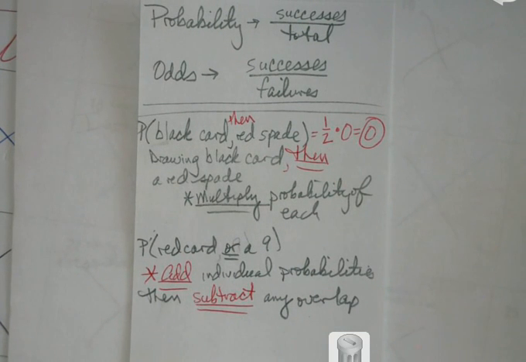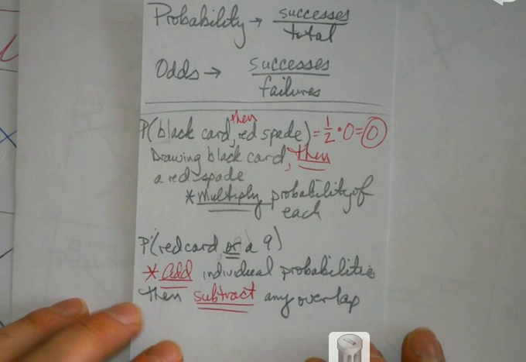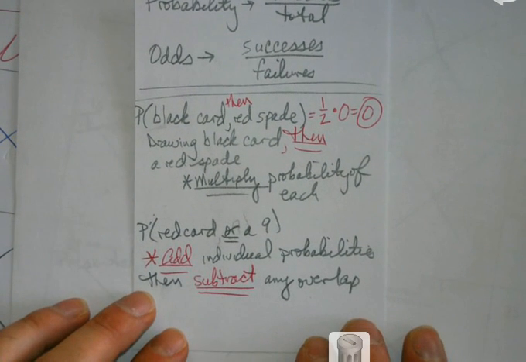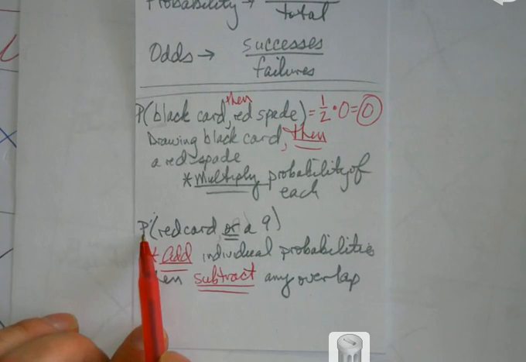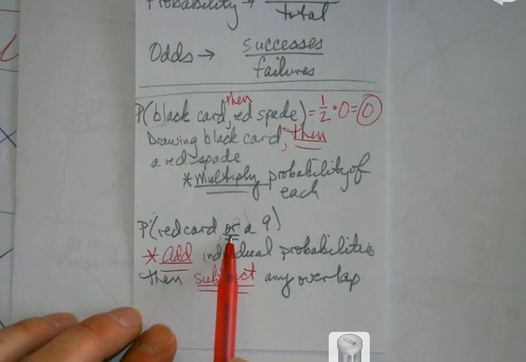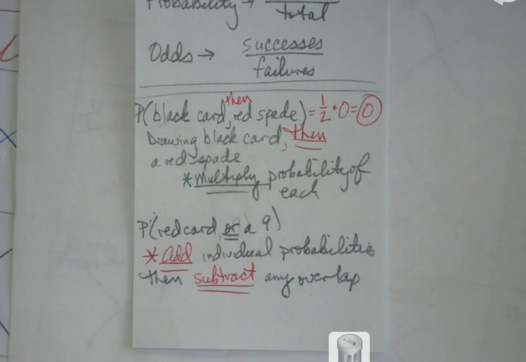Okay. Now, what if I change one little word in the middle? Probability of a red card or a 9. That changes what I do. Now I've got to add the individual probabilities, because maybe I get a red card but I don't get a 9. Or maybe I get a 9 but I don't get a red card. They're not dependent on each other.